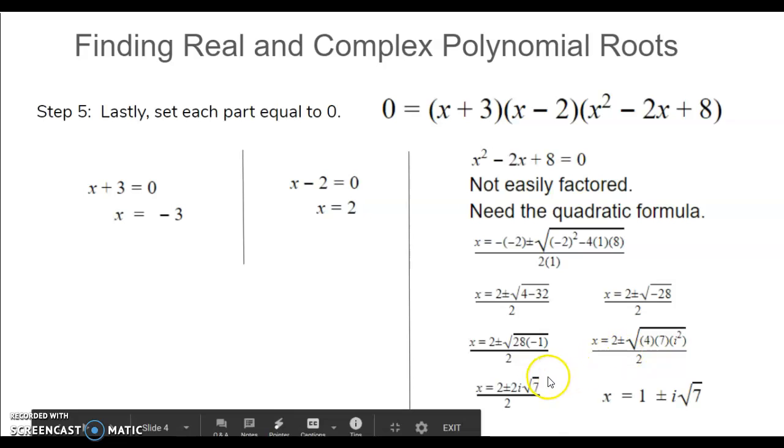So I square root the 4 and I bring the 2 out. I square root the i squared and I bring an i out, right? i times i is i squared. I cannot square root the 7 nicely, so I leave it like this.